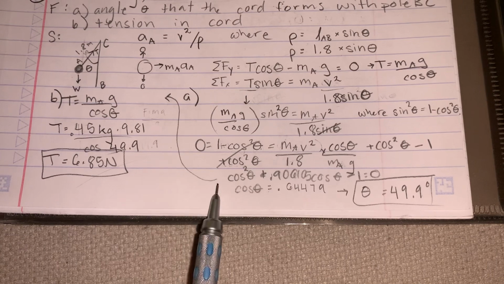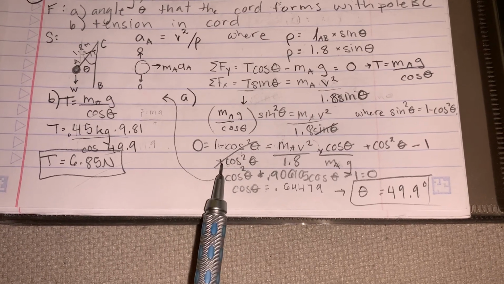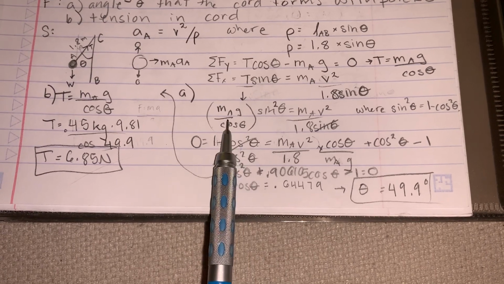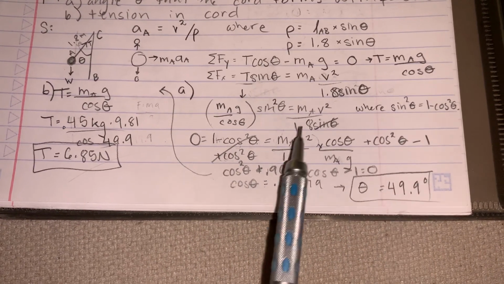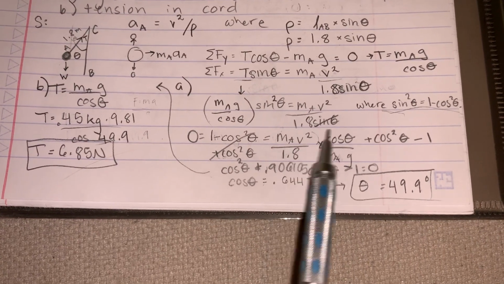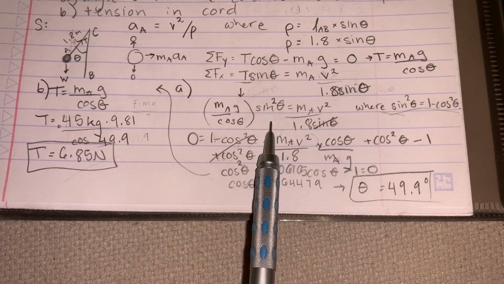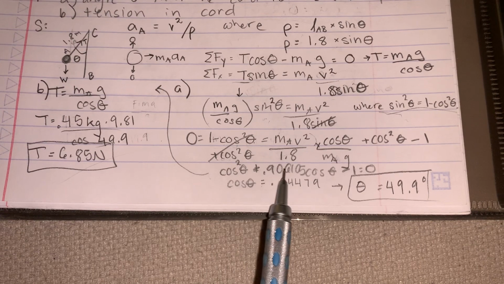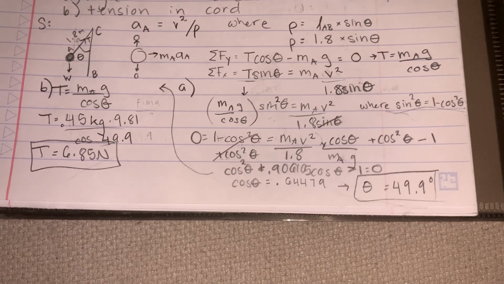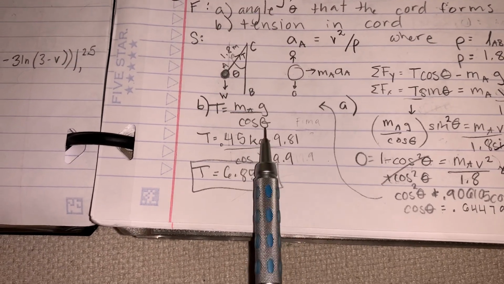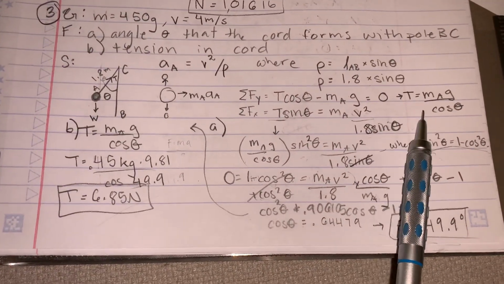As you can see, plug this in for T from here, and then use this rule or trick to make this equal to 1 minus cosine squared theta, and then plugged it in and got 49.9 degrees. And then I simply just put the theta back into this equation from up here and got 6.85.